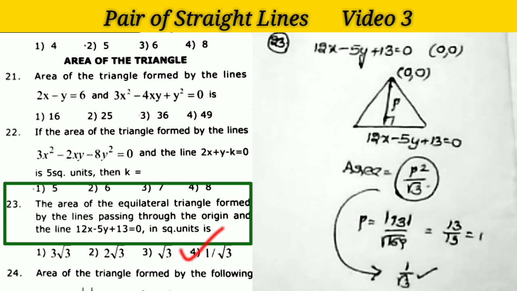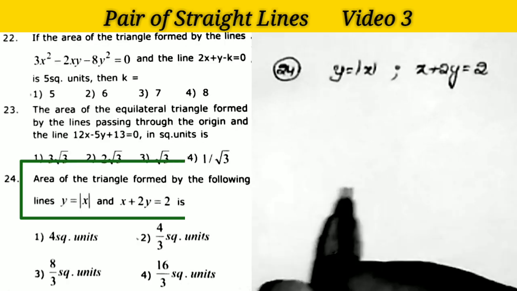This is the last option. Very easy. Just writing the formula and replacing the values. Very easy. Next problem, sum number 24.